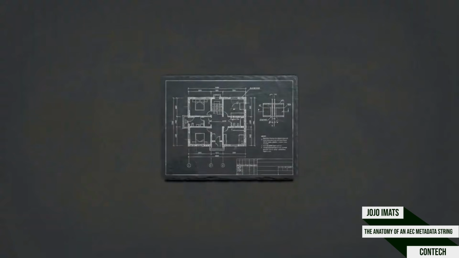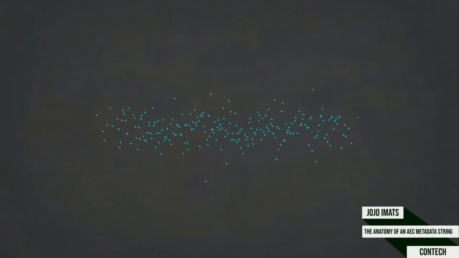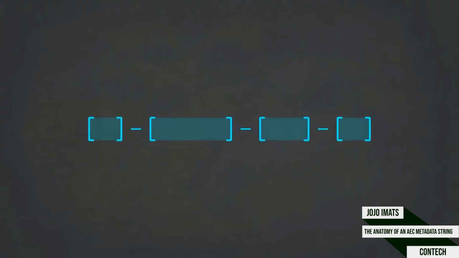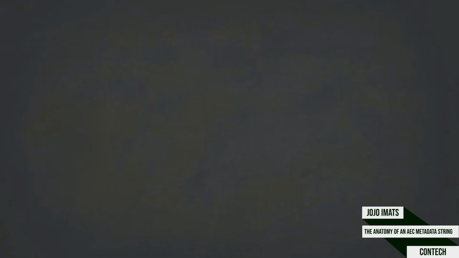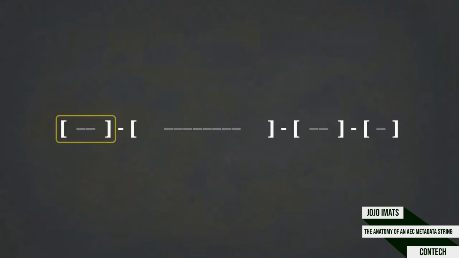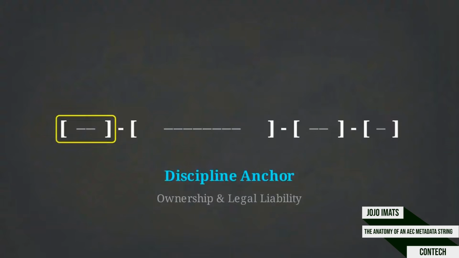To understand how the CP83 standard forces interoperability, we have to construct an AEC metadata string from first principles. Every string begins with the most critical parameter in digital delivery, the discipline code, which anchors all subsequent data. Look at this empty framework of a standardized data string container, ready to be populated block by block. The very first field is the originator, or discipline anchor. This establishes who owns the data and holds legal liability for the element.